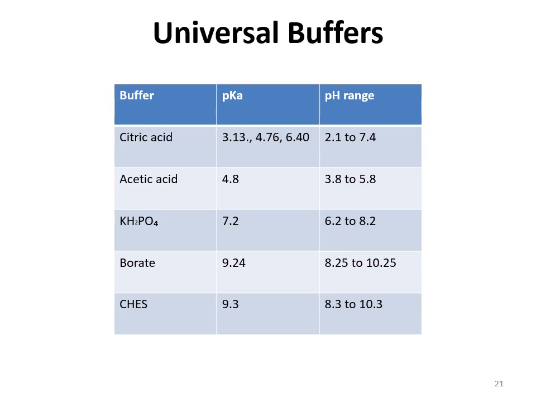Next is CHES. It is N-cyclohexyl-2-aminoethane sulfonic acid. It typically appears as a white crystalline powder, and its pKa value is 9.3 and its pH range is 8.3 to 10.3.